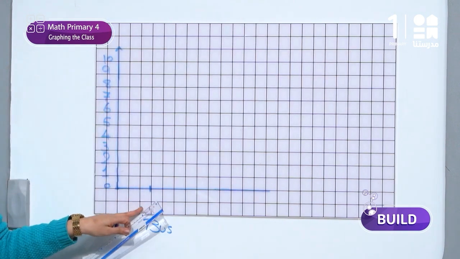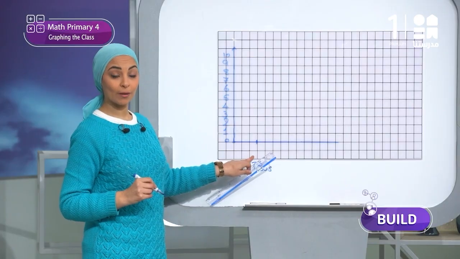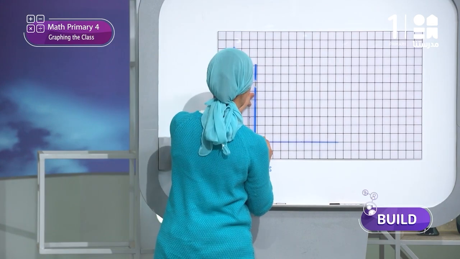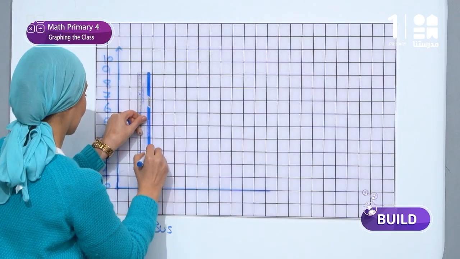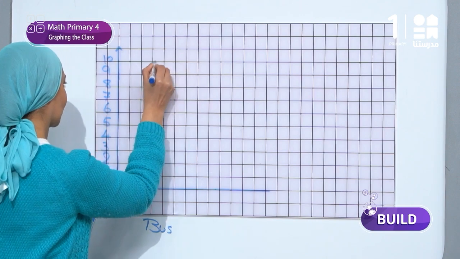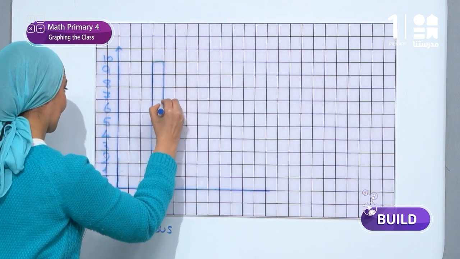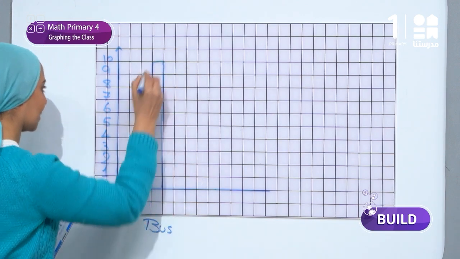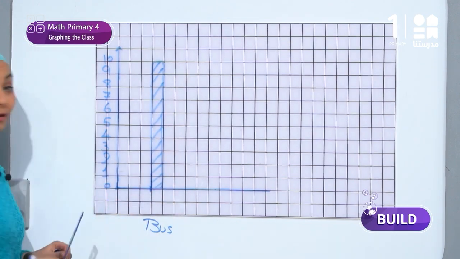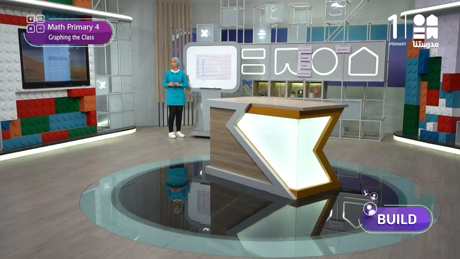طيب يبقى we said the number of students who go by bus are 10, so I will make the bar until I reach 10. As you see here, 10, and I will close it like this. Here are the number of students going by bus. تعالوا نشوف the second one.